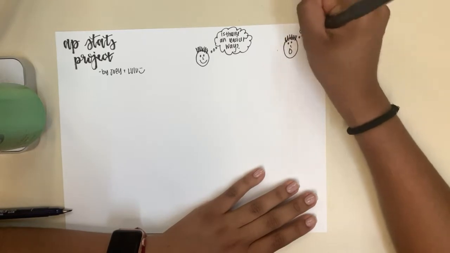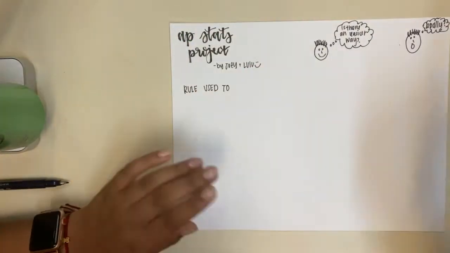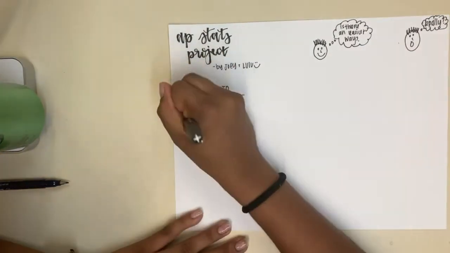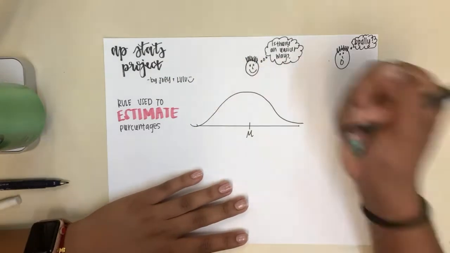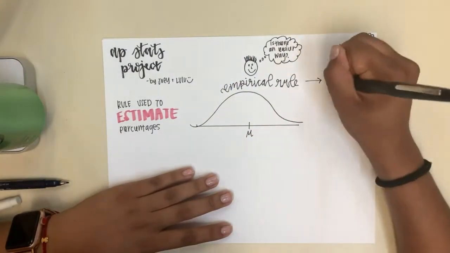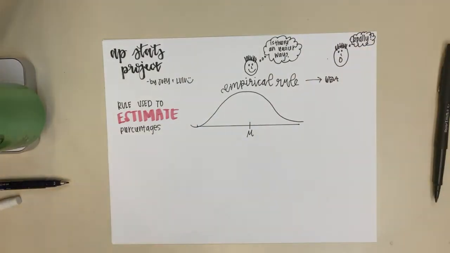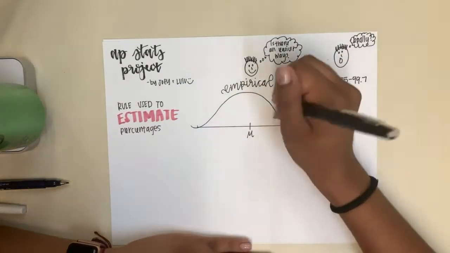In statistics, there is a rule that is commonly used to estimate percentages that lie under the mean in a normal distribution curve. This rule is known as the empirical rule, or the 68-95-99.7 rule. The empirical rule states that for an approximately normal distribution, nearly all of the data will fall within 3 standard deviations of the mean, as shown on this curve.